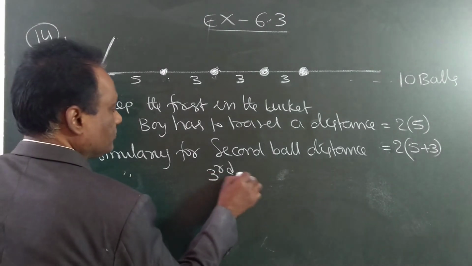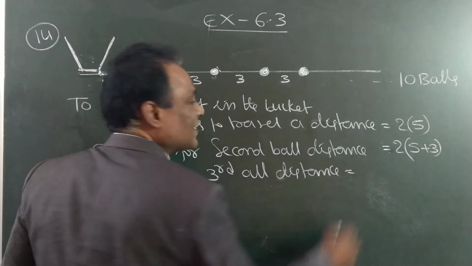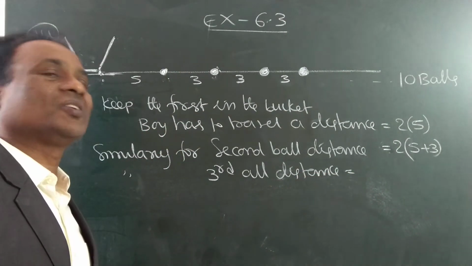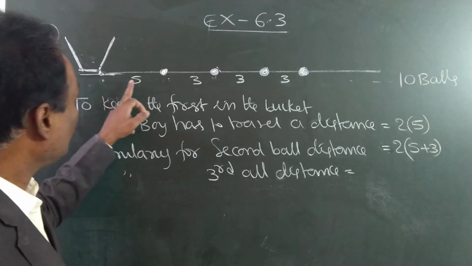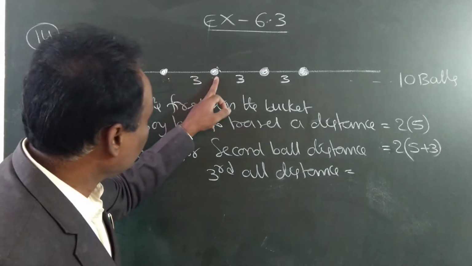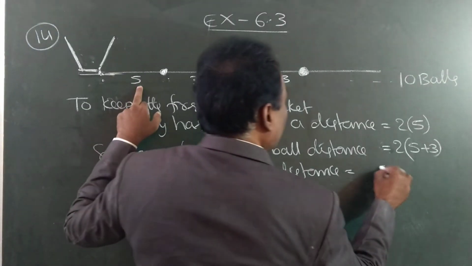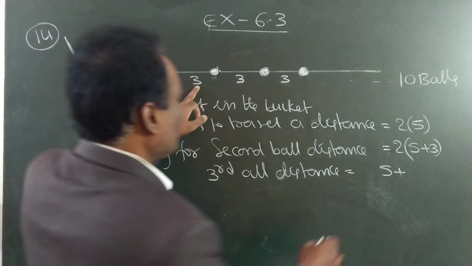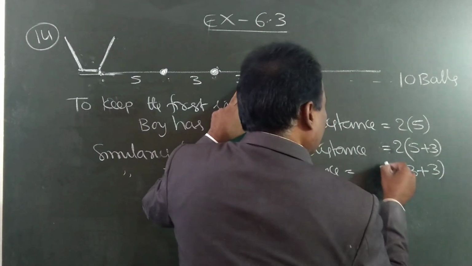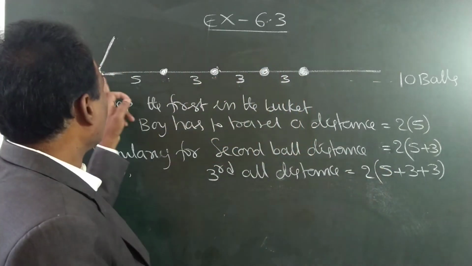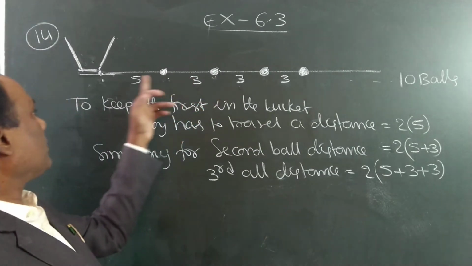Third ball. What is the distance travelled by him to keep the third ball? So from here he will start. 5, 3, up to here he has to travel. 5 meters he has to travel. Next 3 meters. Next 3 meters. But double. Going 5 plus 3 plus 3. This side coming back, 3 plus 3 plus 5 coming back.